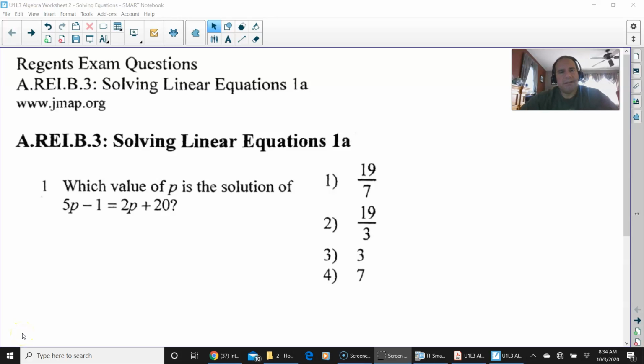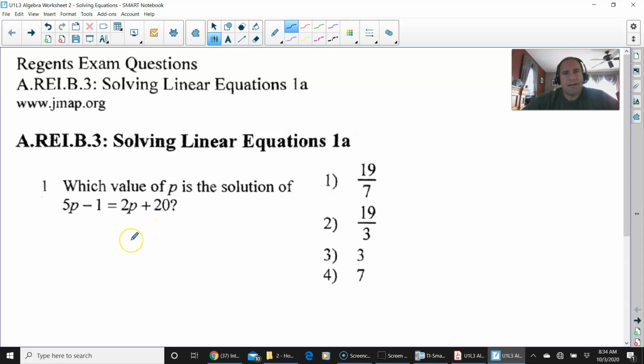Hello everyone, this is a long worksheet on solving linear equations. So we are going to get right to it. At any point, if you want to try these problems, write it down, pause the video, and then take a look at how we arrived at the answers.